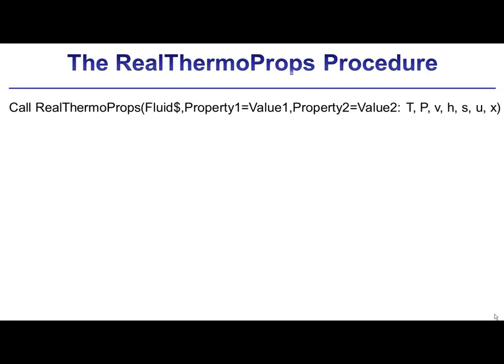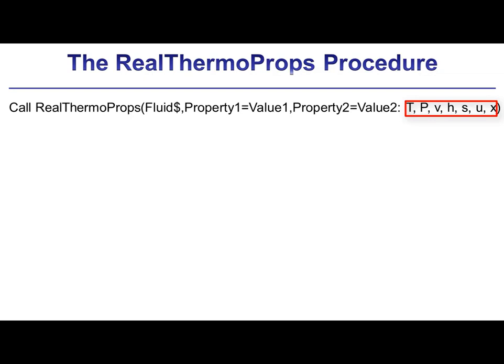The first 3 arguments ought to look familiar to you. The procedure requires as inputs the name of the fluid in a string, and then 2 specified property values with their property indicators in order to fix the state. And this is the same way that any of the real fluid property functions have worked. However, notice the call statement that precedes the procedure name. Procedures do not return a single value in the same way that functions do, but rather they return multiple values that are all placed in this output list that follows the colon.